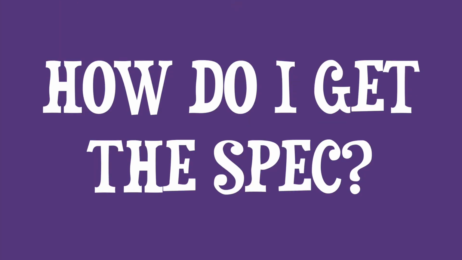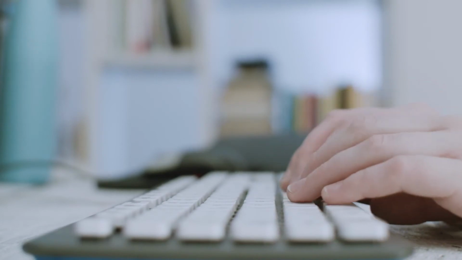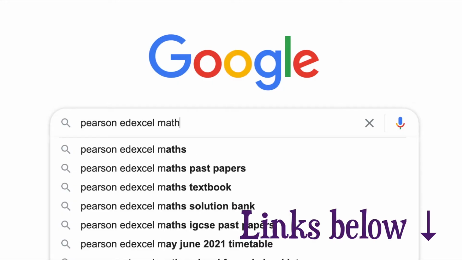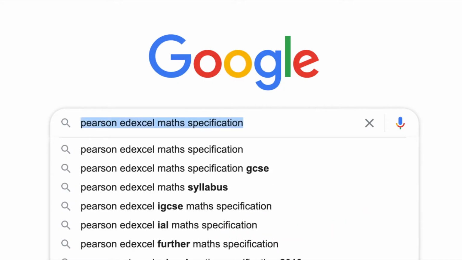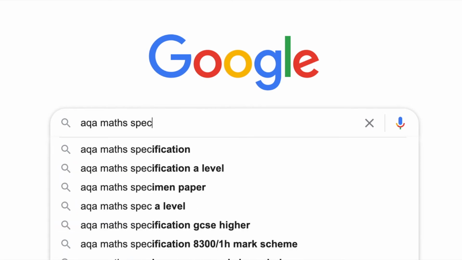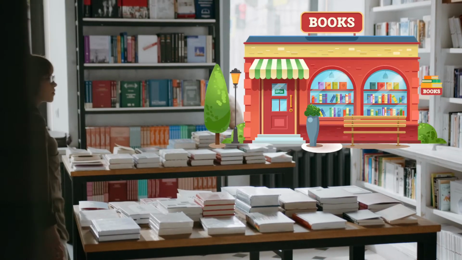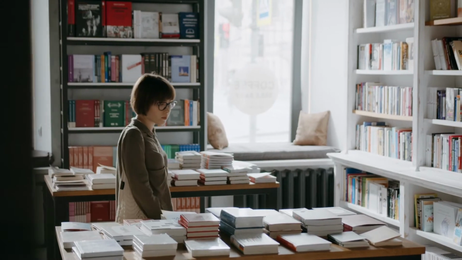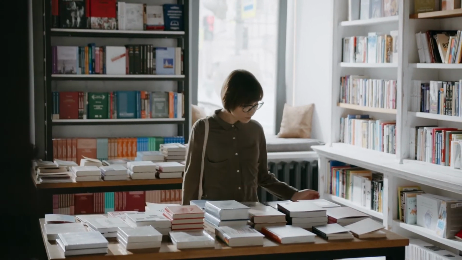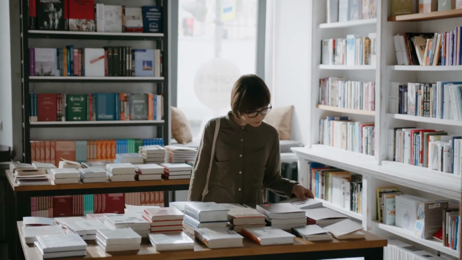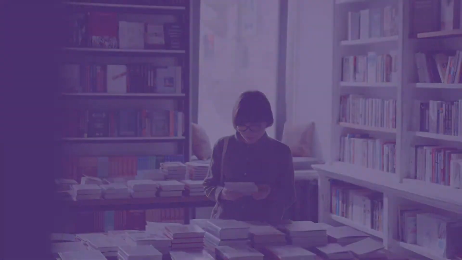Now, if you're wondering where to get the specification, well, the most obvious answer is to look for it online, and I feel like that's the only way you can get access to the specification. Otherwise, your teacher might give it to you, or you might be able to find it in a bookstore, but I doubt that you will find it in a common bookstore. Usually you only get past papers, not the specification, so I would suggest you search for it online.